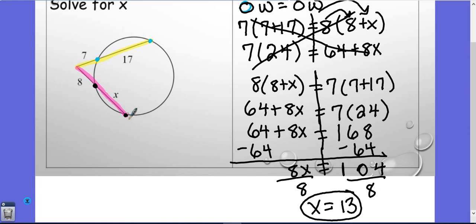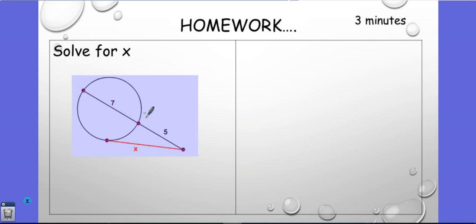And make sure you're careful, because sometimes they ask you for the length of the secant. So just make sure you're careful. If that was the case, you put this in and you get x plus 8, which is 13 plus 8, which is 21. All right, let's keep going.